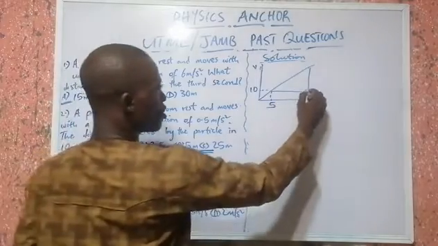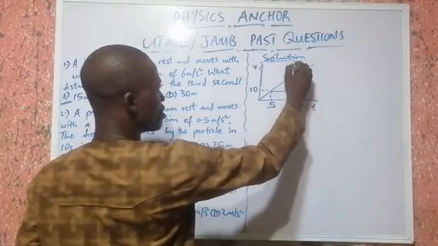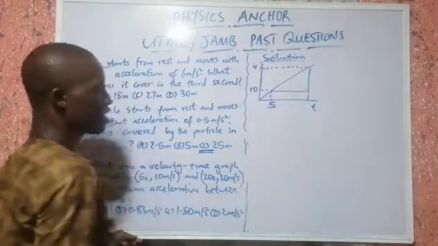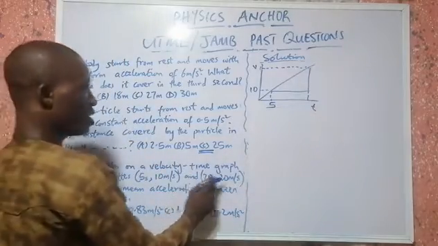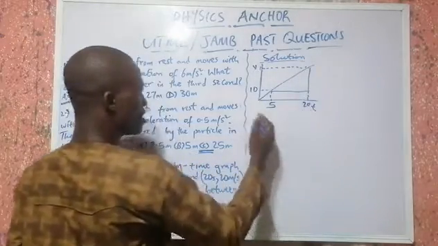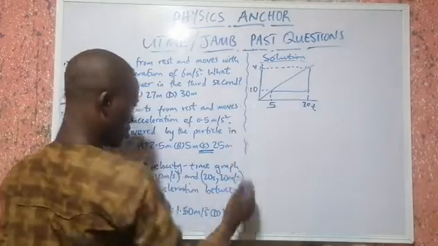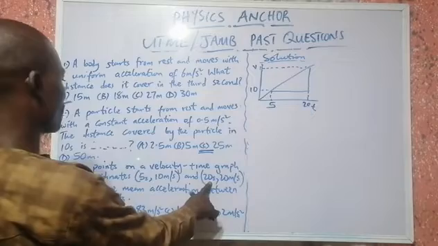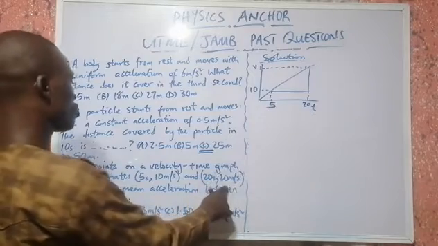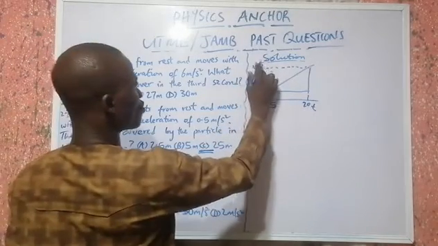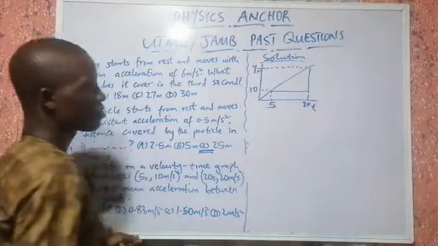The other one also, trace this one just like you are finding your gradient. That one is 20 seconds, so the time is 20, and the velocity is also 20. Okay, so that is that.